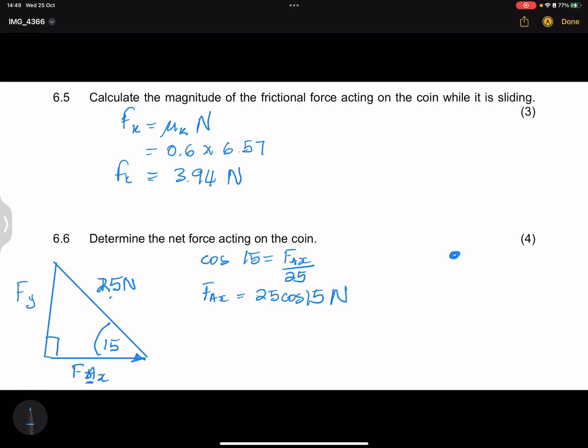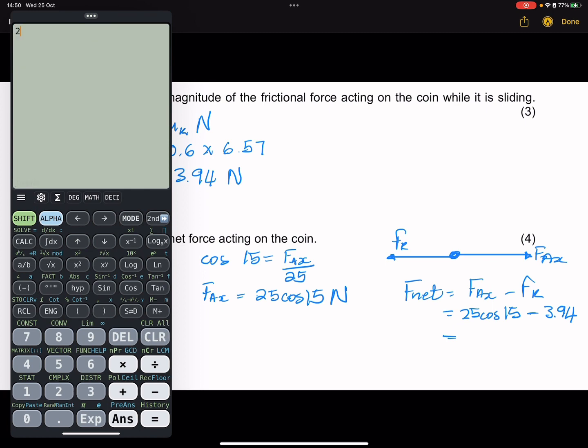So horizontally, which are the forces that are acting? It would be FAX, but you agree with me, it would be opposed by the frictional force, right? So therefore, F net would be equal to FAX minus the frictional force, kinetic friction. So that would be 25 cos 15 minus the frictional force was given as 3.94. I hope I'm correct, right?